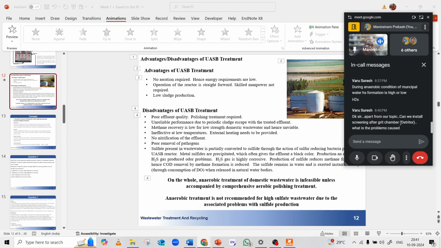Our wastewater contains many things. So this preliminary treatment is such that we don't want to give extra loading to the upcoming treatment units. So that's why we have to install a screening chamber, then the grit chamber. What is the purpose of installing a screen chamber? If you install the grit chamber first, the problem will be that the purpose of the grit chamber was to remove the grit particles.